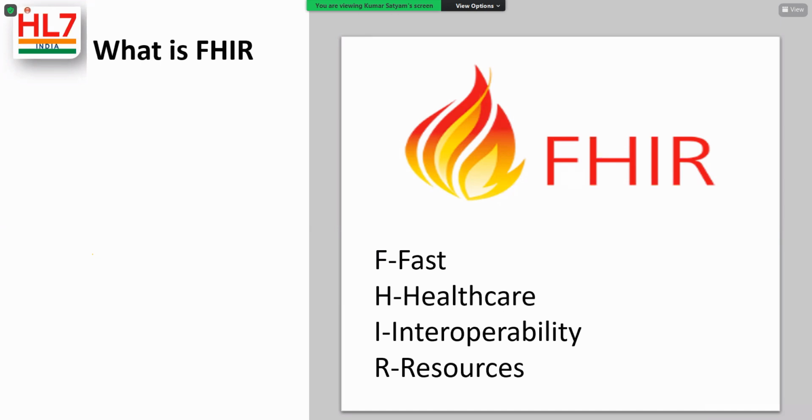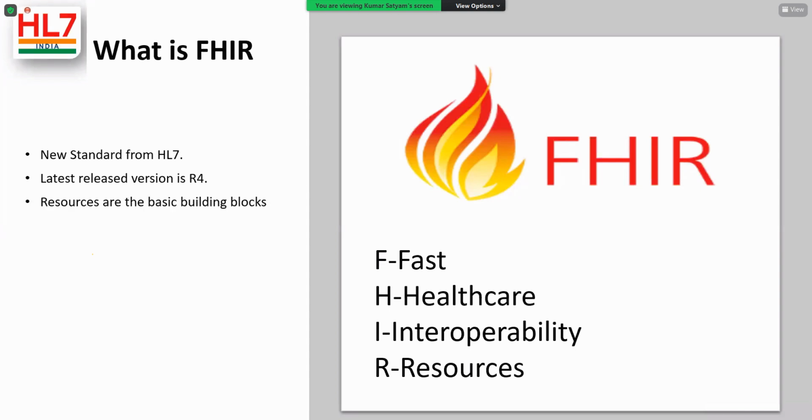Healthcare we understand, interoperability we understand, resources we understand. FHIR is a new standard from HL7. The latest released version of FHIR is called R4. FHIR has the basic building blocks as resources. We will get into details of all the things in the coming slides and in the coming sessions. But if something stands out, please put it in the comments.